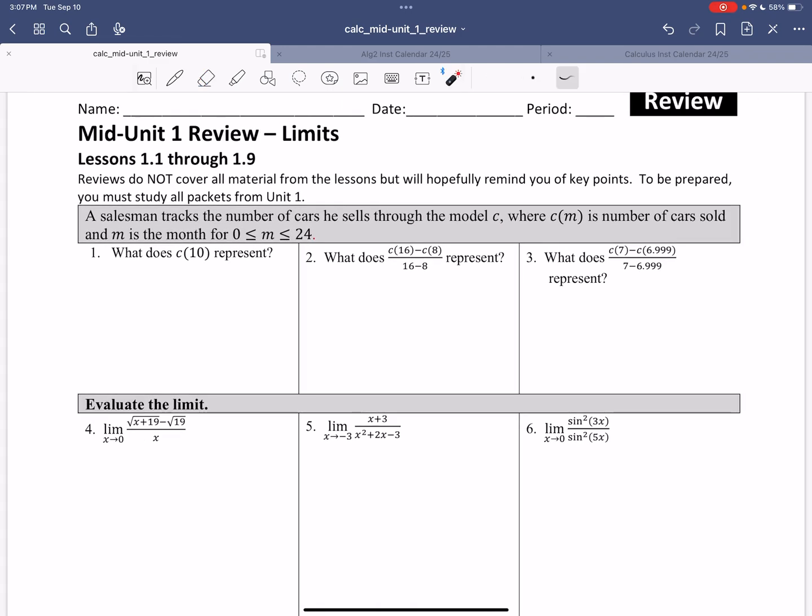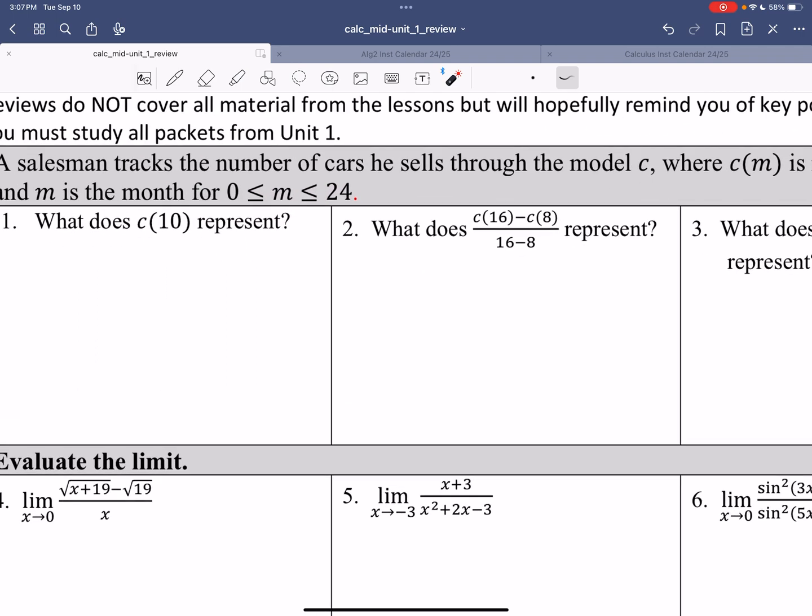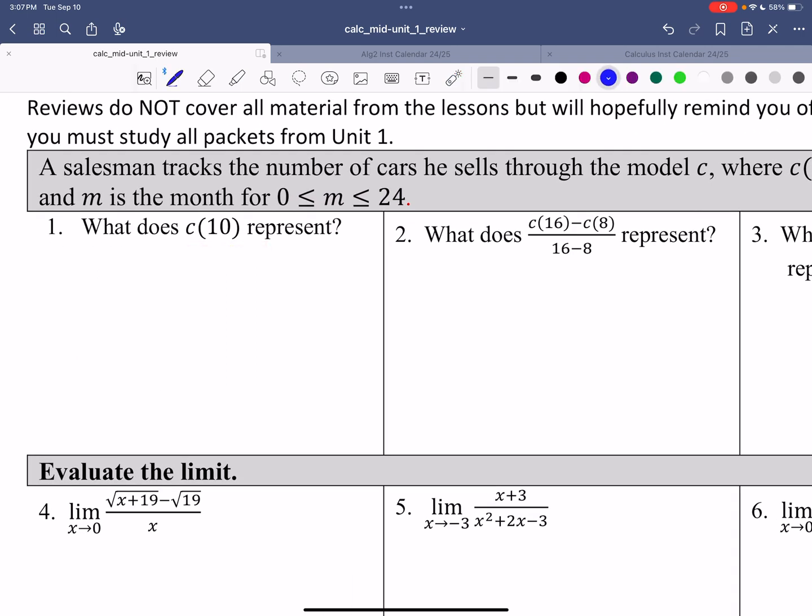A salesman tracks the number of cars he sells through the model C. So that's a function where C of M is the number of cars sold and M is the month, for 0 to 24. So that represents the month. So what does C of 10 represent? That's very simple. That means you're talking about the Y value, right? So it means the number of cars sold in the 10th month. That's what it means.